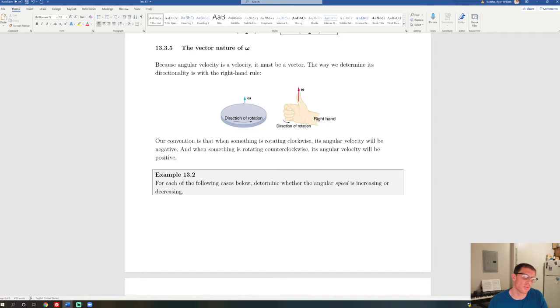And this is very much like what we did with one-dimensional kinematics, where if we wanted to say something was moving to the left, we would say, oh well, its velocity is just negative something, right?